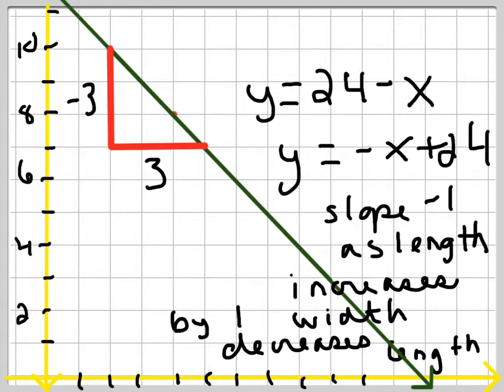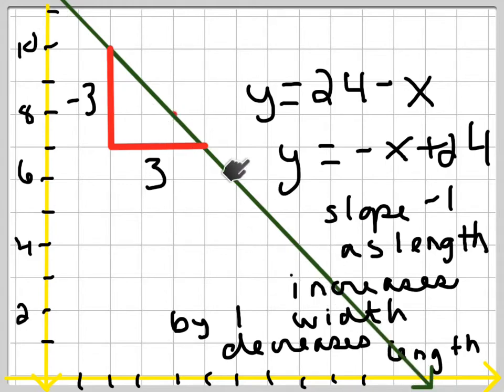So for my points, I went over 2 and up 10. That's right here, 2, 10, over 2 and up 10. I went over 4 and up 8. And I also went over 5 and up 7. That's this point. And then you want to use a ruler to make sure that you're putting in a straight line.